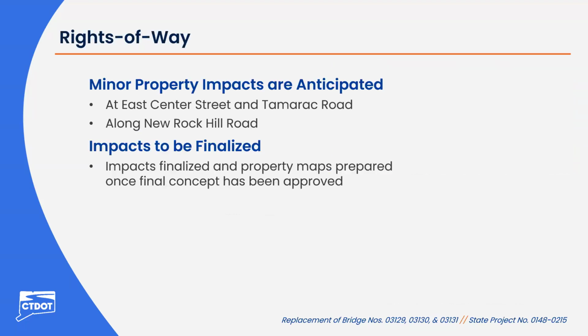For rights of way, we are anticipating some minor impacts at East Center Street and Tamarack Road. That's mostly for adding the sidewalk and guide rail improvements. We're also anticipating property impacts at New Rock Hill Road, also for the sidewalk. These impacts are going to be finalized and property maps will be prepared once the final concepts have been approved by the design team. I'd now like to introduce Kathleen to come over and speak about the process of rights of way.